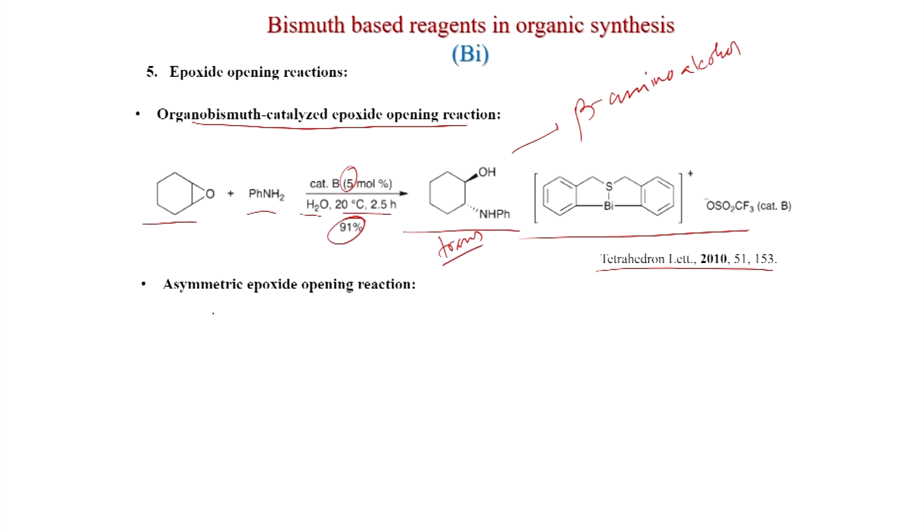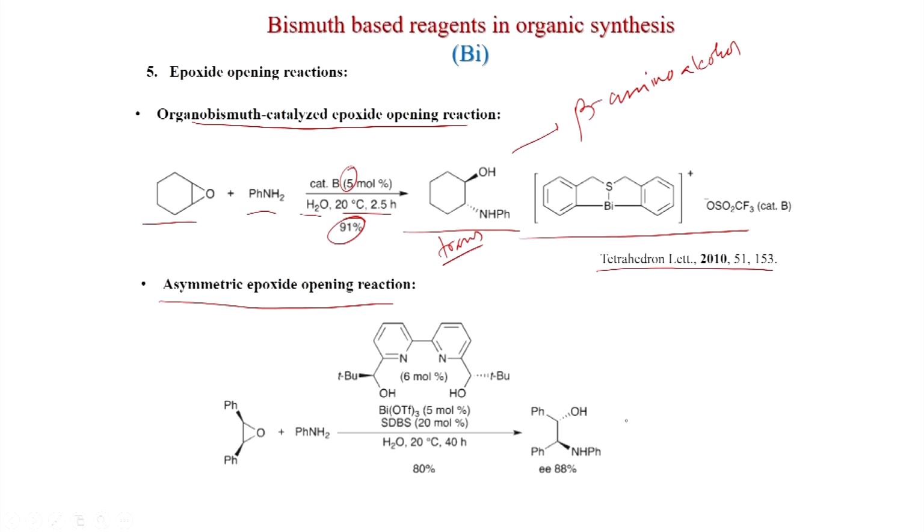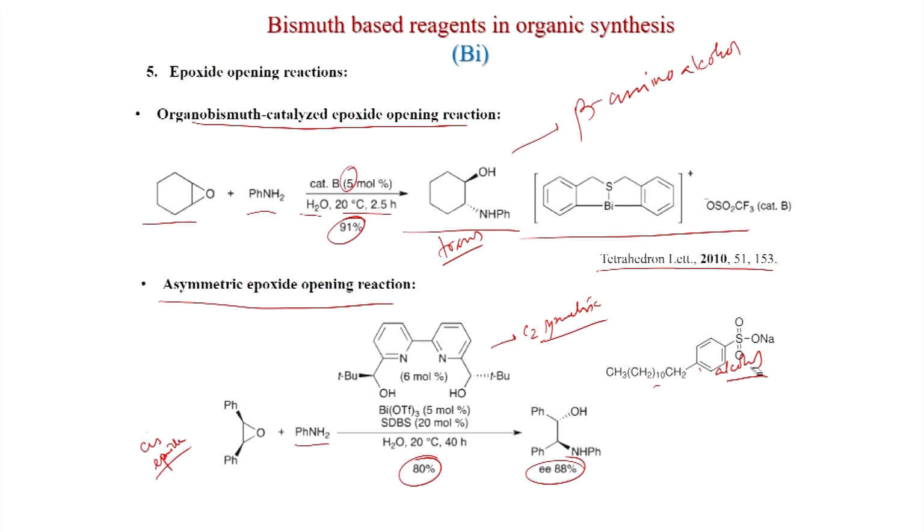The reaction can also be possible in the asymmetric fashion, and if you use the chiral ligand, like earlier we have used this ligand, the same ligand. So, this is C2 symmetric, the same ligand can be used for the epoxide opening reaction with aniline, and here this is the cis epoxide, and you get this product, the beta amino alcohol is formed in 80% yield with 88% enantiomeric excess, and SDBS, this is the structure of SDBS, this is a surfactant which has been added in the reaction, and this work was published in Heterocycles 2005.